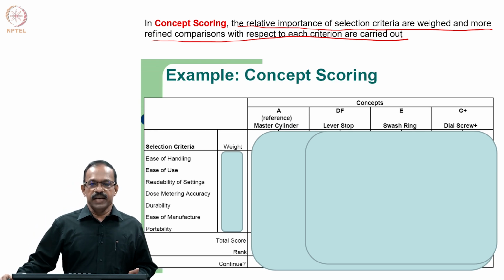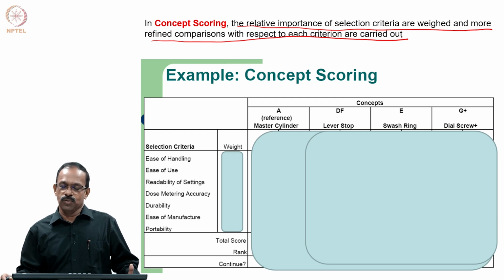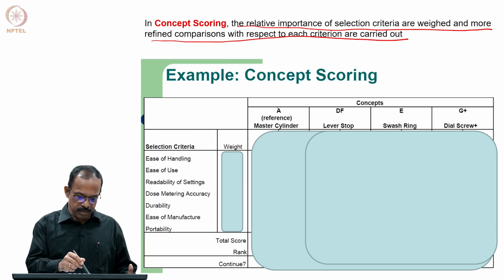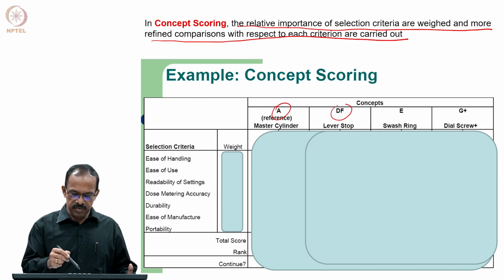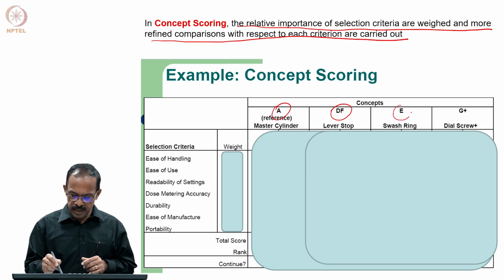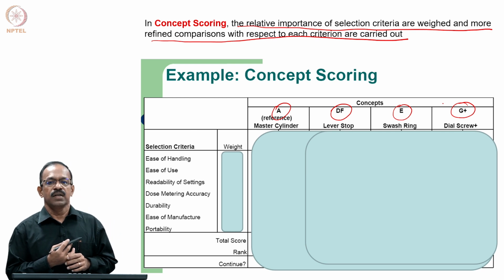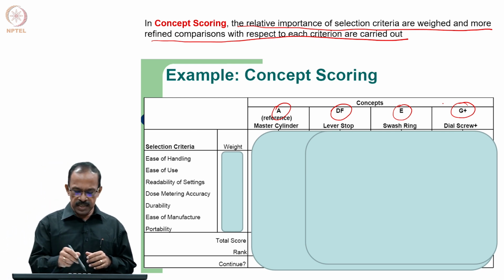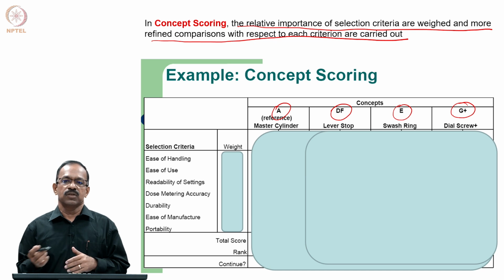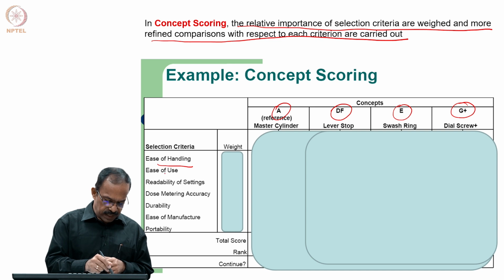Now we will take the same example as in the previous case, that is the concept screening. We try to find out the concepts that we want to take forward: concept A, master cylinder, then D and F, which we combined to get a new concept DF, then the E concept, and then G plus, which is the modified design G. So, we take these four concepts for scoring, and the selection criteria are ease of handling, ease of use, readability.